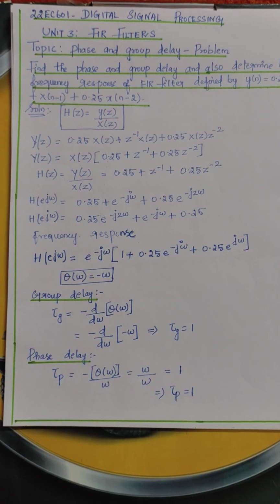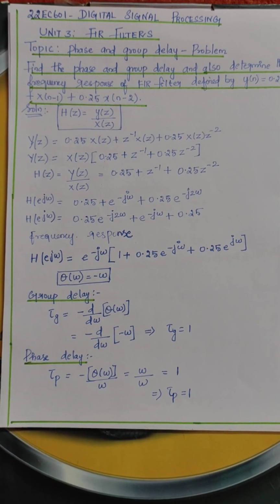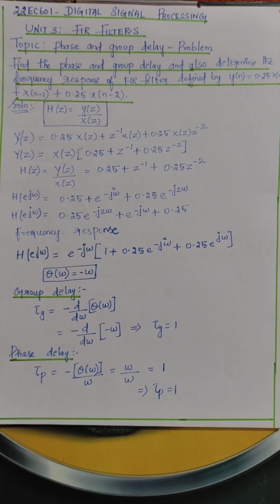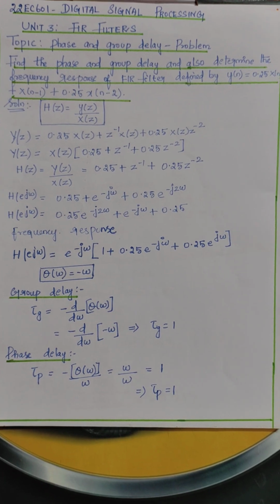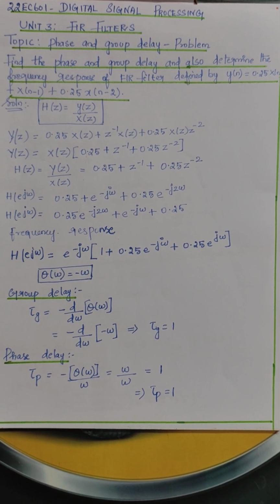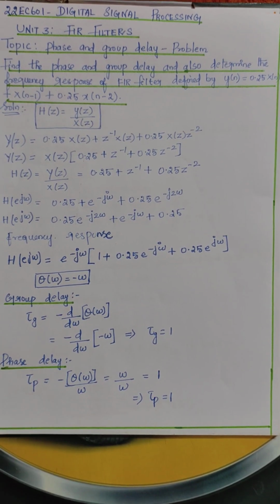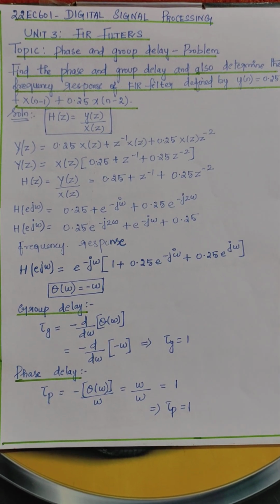Find the phase and group delay and also determine the frequency response of the FIR filter designed by y of n is equal to 0.25 x of n plus x of n minus 1 plus 0.25 x of n minus 2. How to solve this problem?